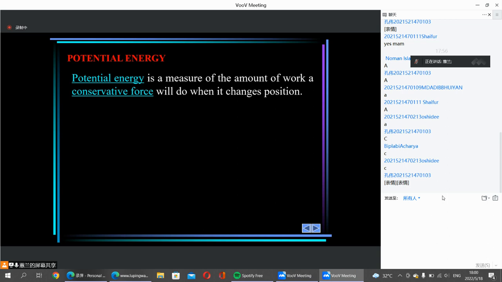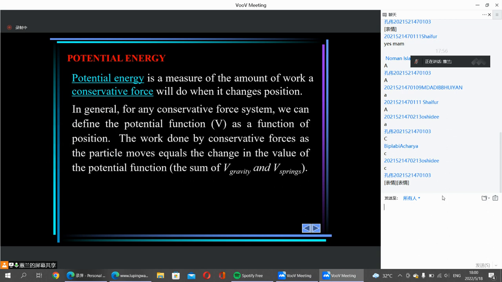So we have the potential energy. What does potential energy mean? Potential energy actually measures the amount of work a conservative force will do when it changes position. So potential energy is to measure the amount of work by a conservative force.